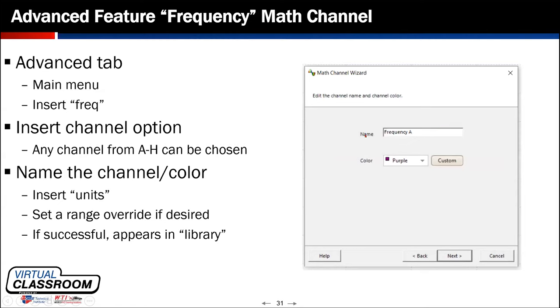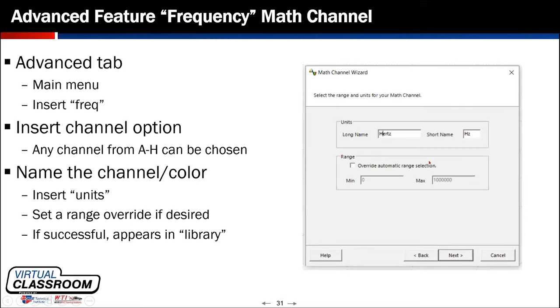Next, it says name it. Well, it names it frequency A already because it was a preset. All right, so frequency A, I like the name. Maybe we'll color it purple on this one. Doesn't matter, we could change that at any point if we wanted to. In here, the units will already be filled in because, once again, it's a preset. It's frequency. It knows that frequency is a measurement of time in hertz. So it already puts hertz. It puts our short name as hertz.